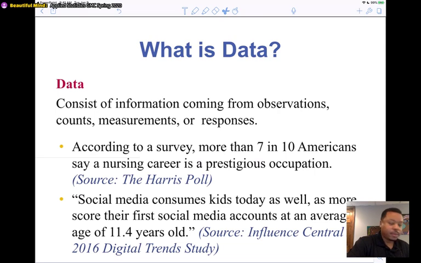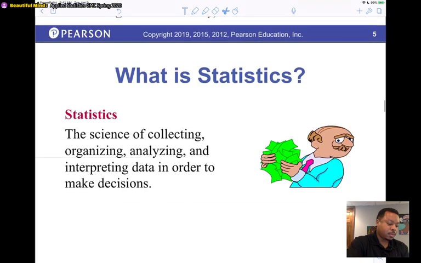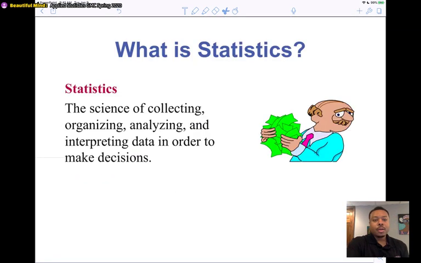What is data? Data consists of information coming from observations, counts, measurements, or responses. So it's just data, pretty much raw data. These are some examples. For the sake of time, I'm just going to move forward. So what is statistics? Statistics is the science of collecting, organizing, analyzing, and interpreting data in order to make a decision.